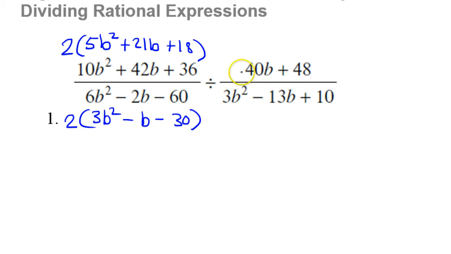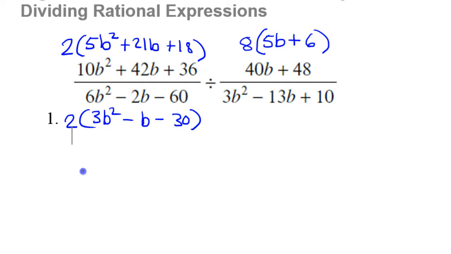This has a common factor of 8. All right, that's the greatest common factor. So if I divide everything by 8, that's going to be 5b plus 6. This does not have a common factor, so I'm going to leave it alone.